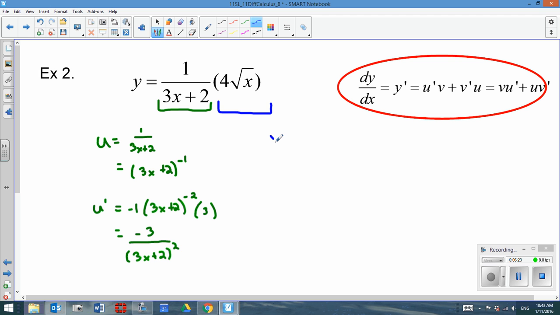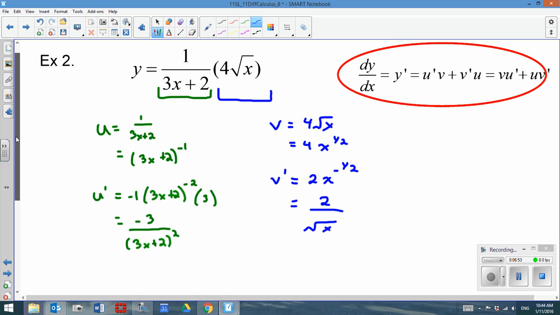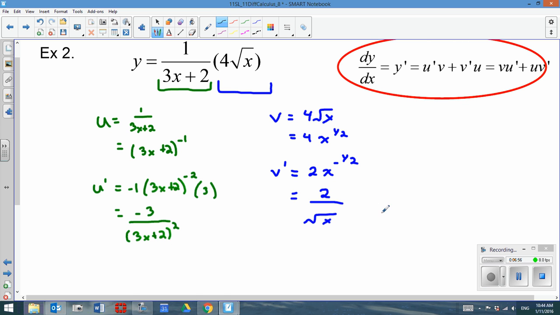We'll do the same for v, which is 4 square root of x. So again, I have to rewrite that as 4x to the 1/2 power so that I can take the derivative. 1/2 times 4 is 2x. Drop 1 from the exponent, so now I'm at negative 1/2. And let's clean that up. The 2 stays in the numerator, and square root of x is now my denominator. Once I have those identified, let's go ahead and use the product rule. So go ahead and pause here, set up, and try to simplify as much as you can. Let's see how we do.